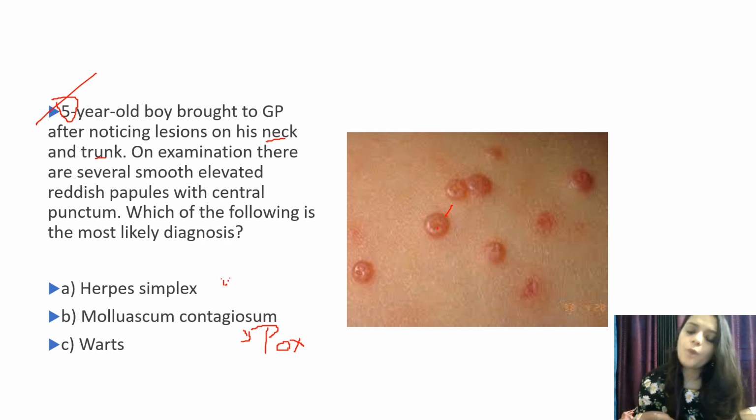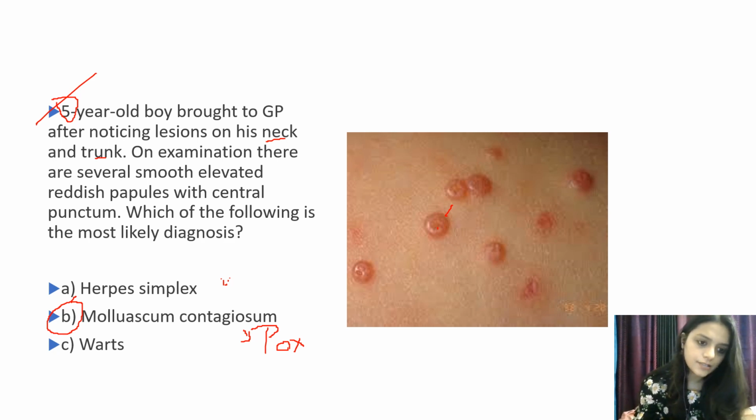And mostly there is one more feature. When we squeeze these lesions, we can get some cheesy material. So that is also correct. So here the answer is B, that is molluscum contagiosum. First of all, remember this is usually seen in children, and if seen in adults, HIV can be the reason. Again, the most important thing is there are some papules with the depression at the center.